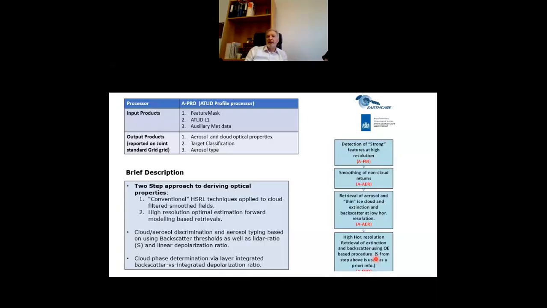Because in a lot of circumstances, it doesn't make sense to smooth. We want the outputs to reflect the real structure of the atmosphere. So it goes through the feature mask at 1 kilometer resolution, and then based on that, only if it is aerosol, it goes to lower resolutions. If it is cloud, it stays at 1 kilometer. So the output fields are kind of a hybrid.